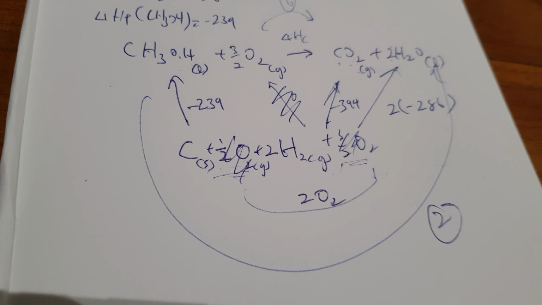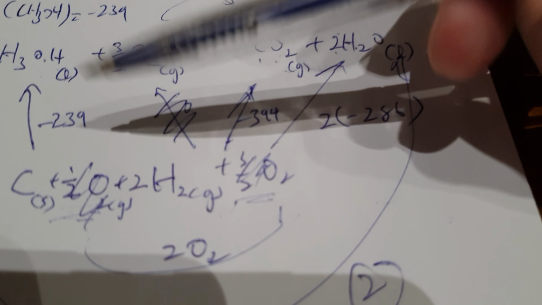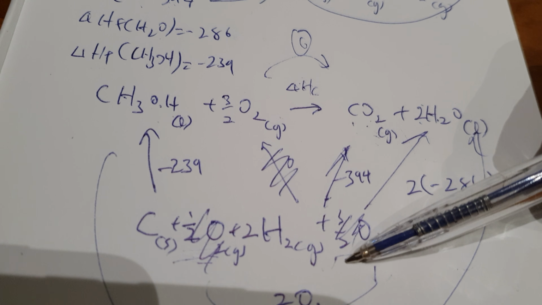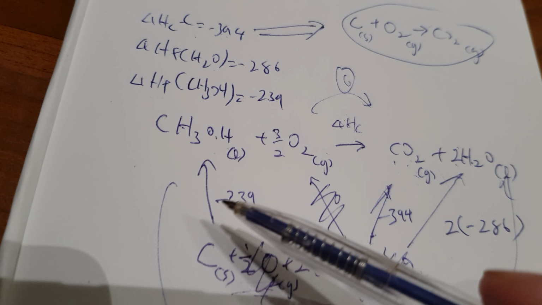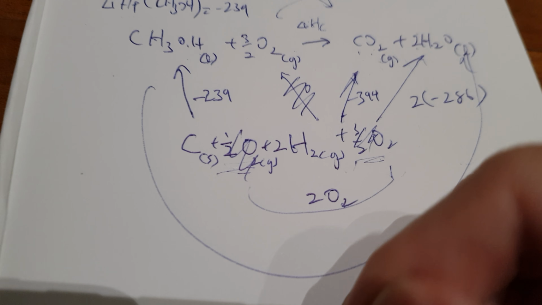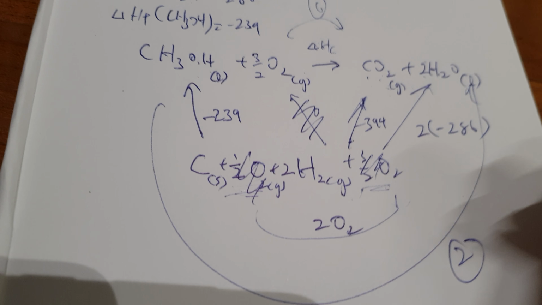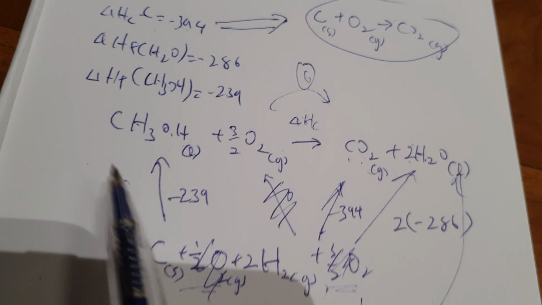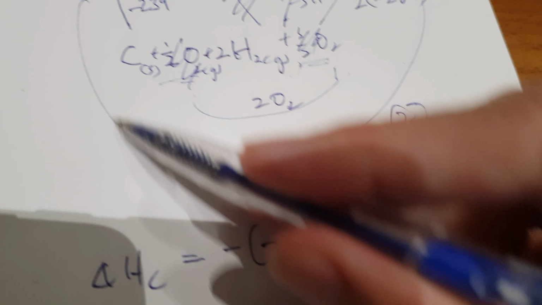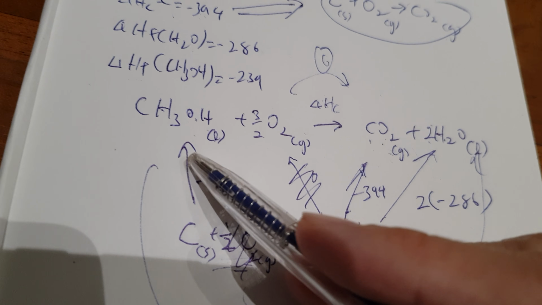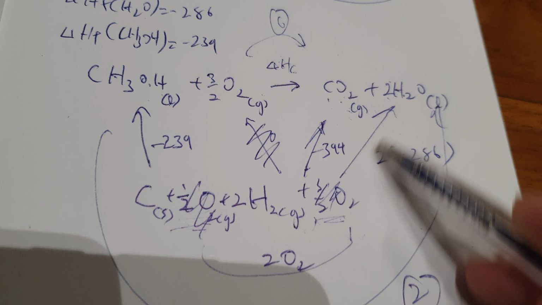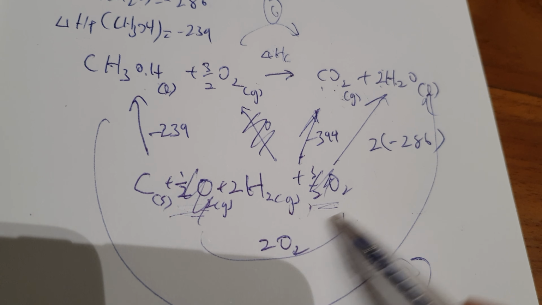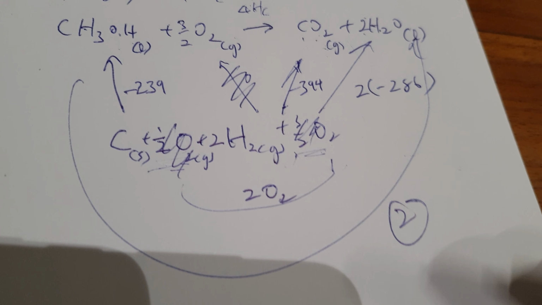So meaning, delta H combustion. Path 1 will be equal to path 2, but this one is going against the direction. This is the same direction. So we should subtract this number. So minus negative 239. This one is opposite direction, right? These two are the same direction. So path 1 equals path 2 this way. This one is opposite direction, but these two are going in the direction that we want. We want to go from here to here. So we should add the negative 394.